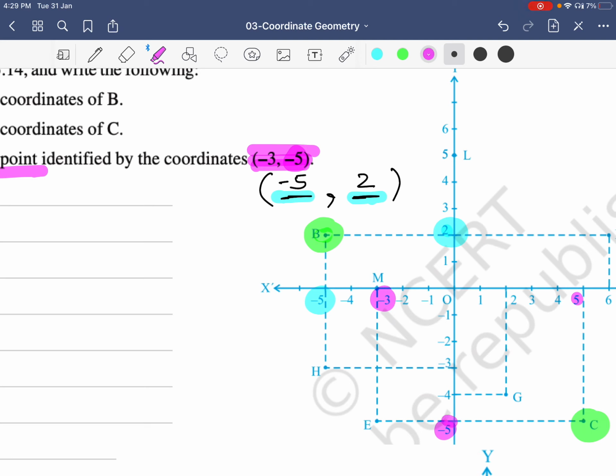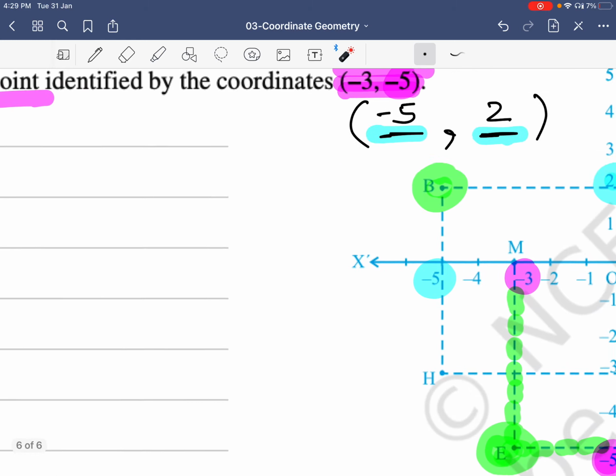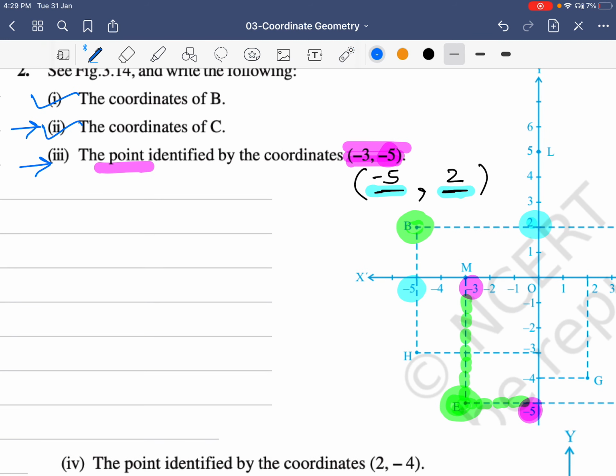So -5 is here on the y coordinate. And if you draw perpendiculars from both the lines, they will intersect at this point E. So E is the point. Let's zoom in. E is the point which has -3 as x coordinate and -5 as the y coordinate. I'm just going to write it here. The point they are looking for is the point E, which has the coordinates -3 and -5.